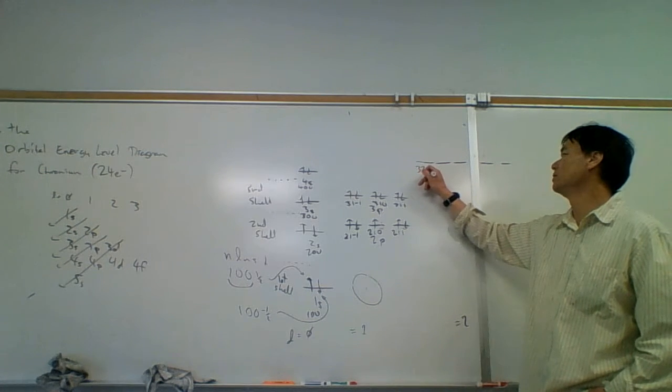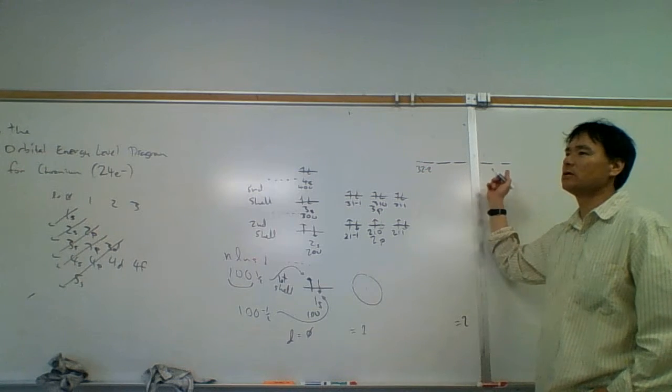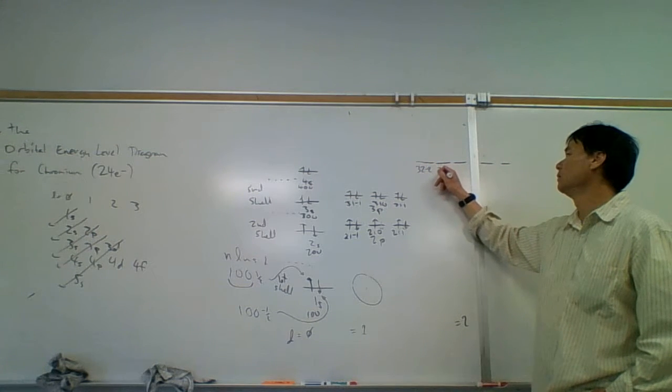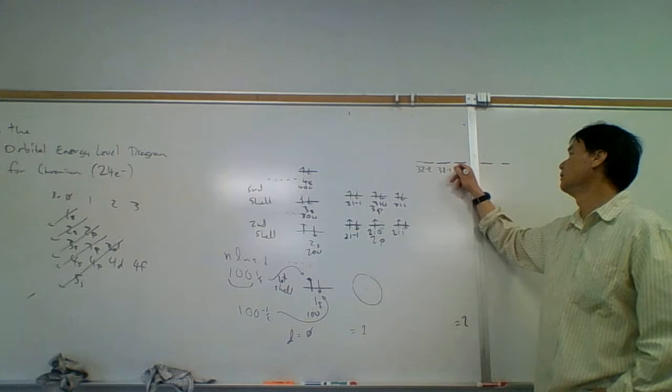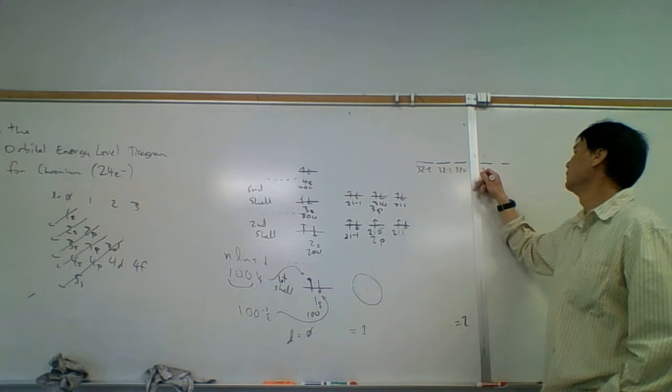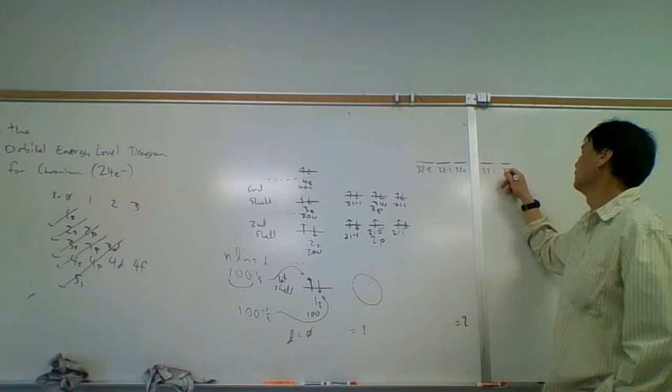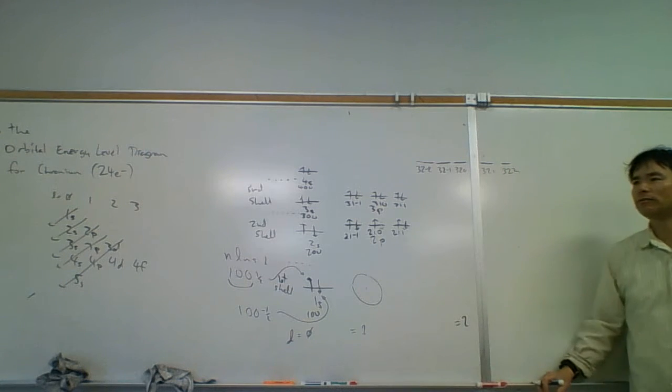3, 2, 2. Well, we'll go minus to positive. So 3, 2, minus 2; 3, 2, minus 1; 3, 2, 0; 3, 2, 1; and 3, 2, 2. So we get 5 M values.